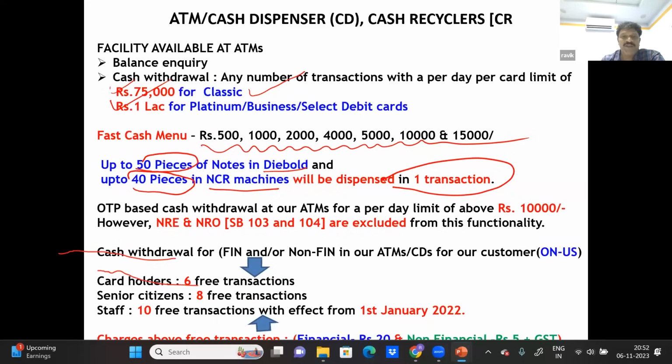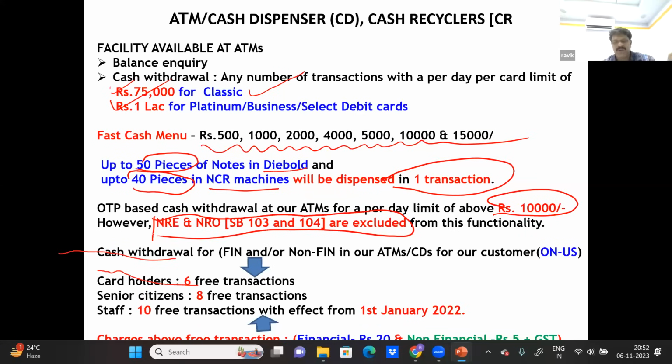Now, OTP based cash withdrawals at ATM. Actually, the Reserve Bank of India said 5,000. But Canara Bank said OTP cash withdrawal at our ATMs will be 10,000 rupees. Regulator said 5,000, bank said 10,000. But this OTP based 10,000 withdrawal is not applicable to NRE and NRO accounts. It is excluded. Otherwise it is 10,000 and above. We know very well because we are using it, giving the OTP.